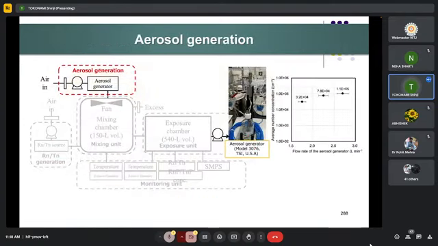In our aerosol generation unit, we use the aerosol generator model 3076 from the TSI company in the United States. Here is the relationship between the flow rate of the aerosol generator and the average number concentration. As the flow rate increases, the aerosol number concentration will increase.